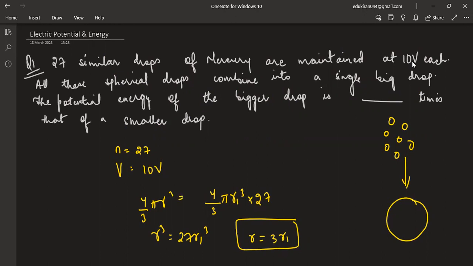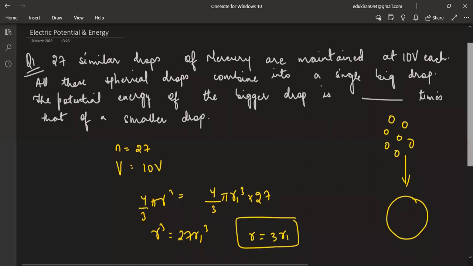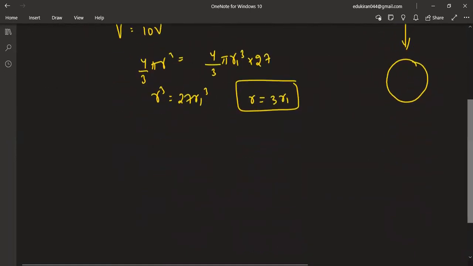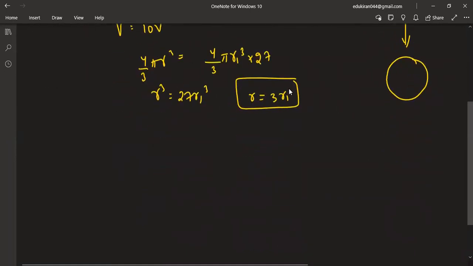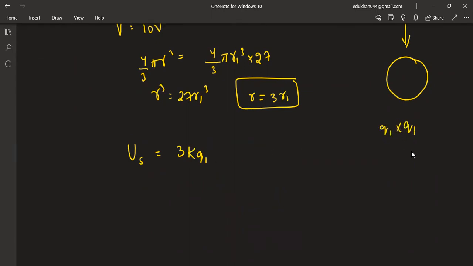And also if you write the potential energy of all, since the radius is becoming 3 times, that will also change. So the potential energy for the smaller one will also become 3KQ1. And all the charges are similar, so you can write this as Q1 into Q1, or Q1 square.